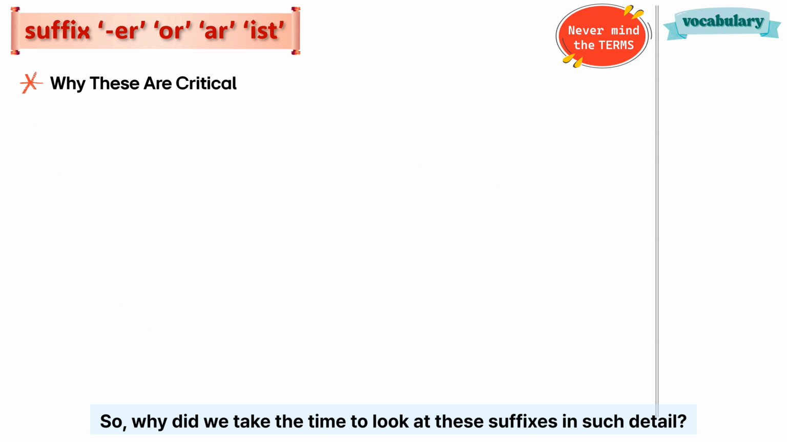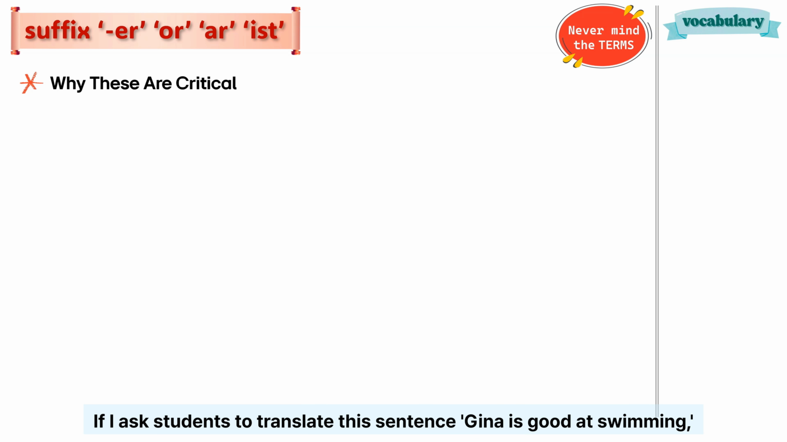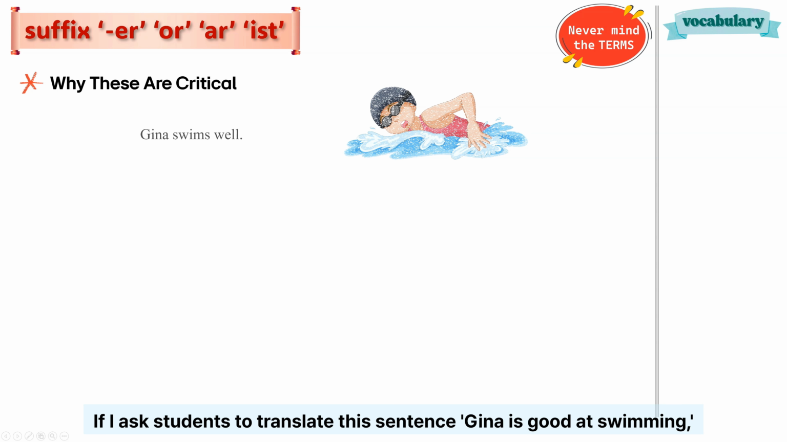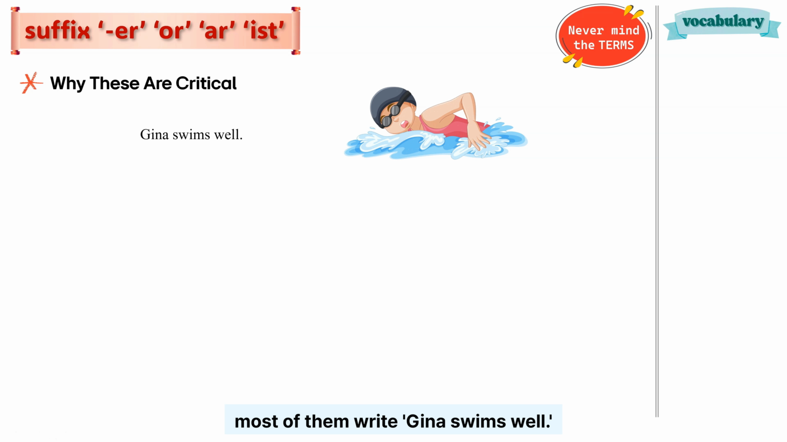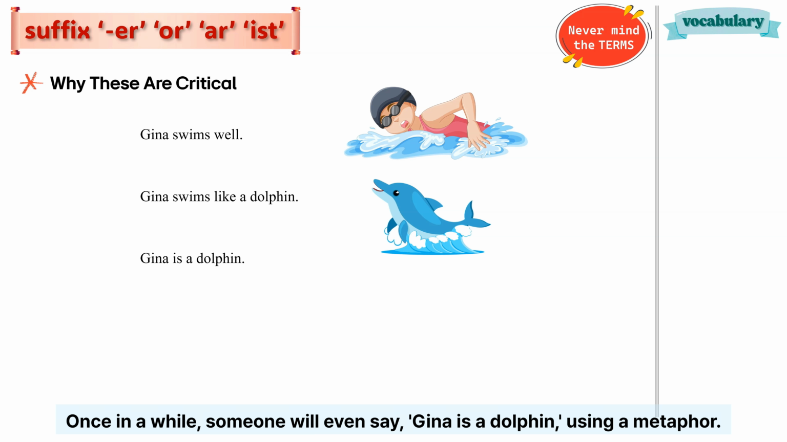So why did we take the time to look at these suffixes in such detail? Let me give you a simple example. It's very important. If I ask students to translate this sentence, Gina is good at swimming, most of them write, Gina swims well. That is not wrong. A few creative students might write, Gina swims like a dolphin. Once in a while, someone will even say, Gina is a dolphin, using a metaphor.